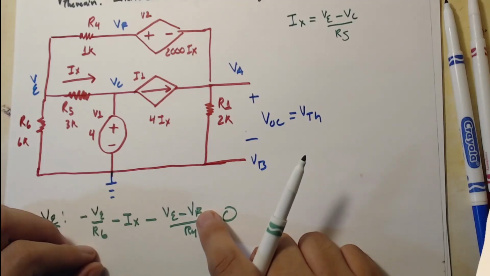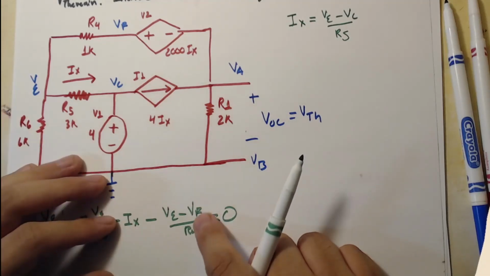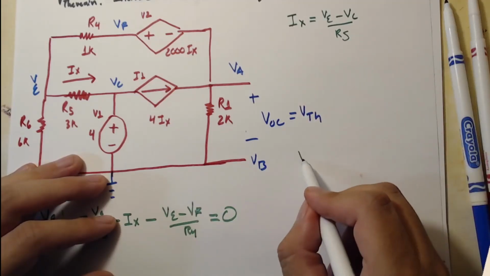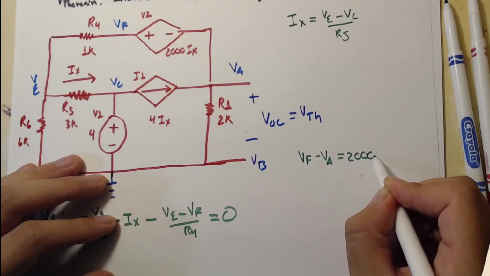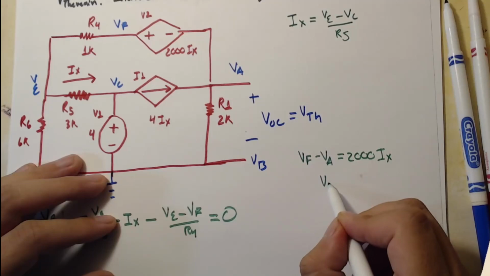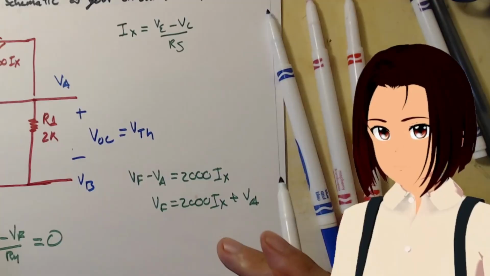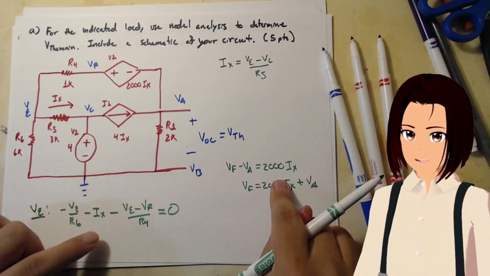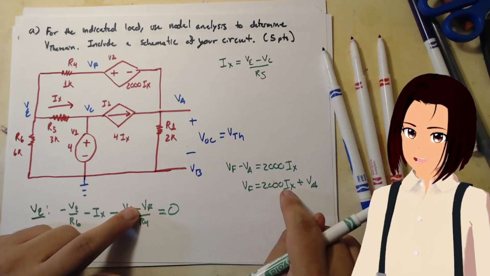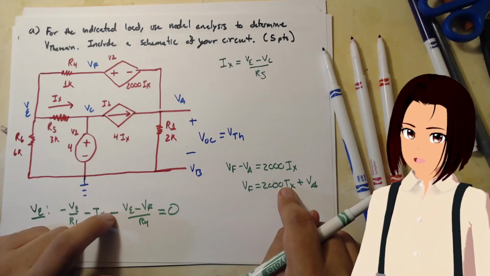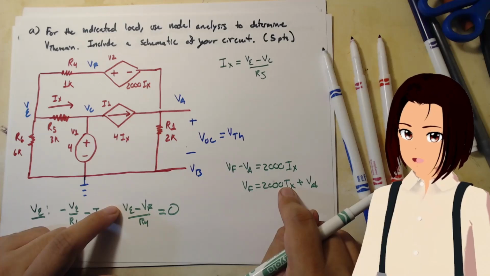Remember what I said? Dependent source problems use circuit analysis techniques to isolate the dependent variable. So let's do that. We know VF minus VA is equal to 2000 Ix. Therefore, VF is equal to 2000 Ix plus VA. So we can put that in there, eliminate VF, and now we get the dependent term in the same equation. And we want that. That's the whole point of dependent source circuit problems.